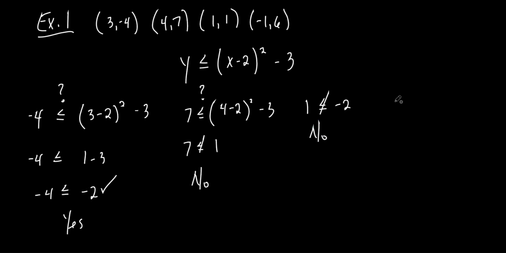Let's do the last one. So again, y, which is 6, less than or equal to, what's that? Negative 1? So stick a negative 1 in here. Negative 1 minus 2 is what? Negative 3. But what are we going to do with that negative 3? We're going to square it, and we're going to subtract a 3. Negative 3 squared is positive 9. Minus 3 is 6. Is 6 less than or equal to 6?